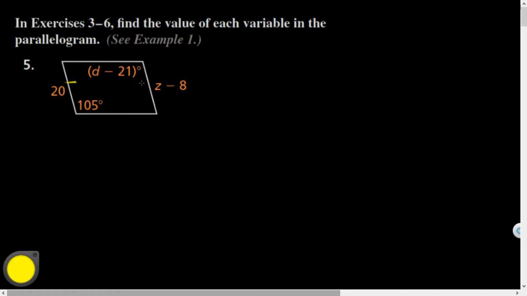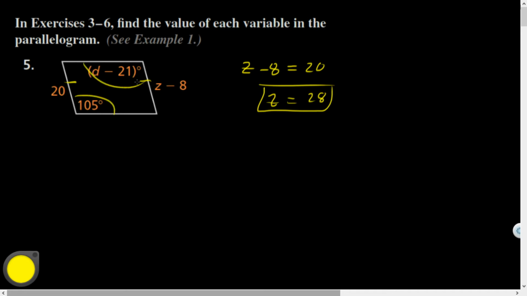So one of the things we had was that opposite sides in a parallelogram are congruent. So z minus 8 is 20. Add 8 to both sides, 28 is what z is. We also learned that the opposite angles of a parallelogram are congruent. So d minus 21 is equal to 105.